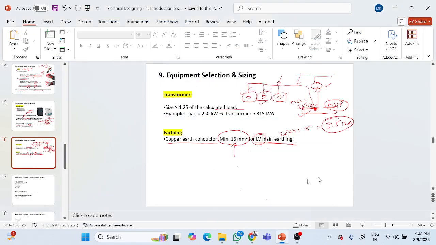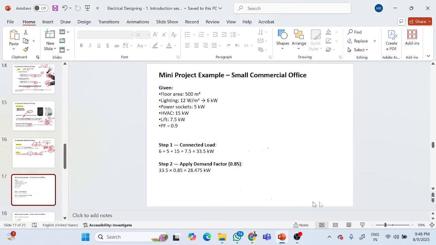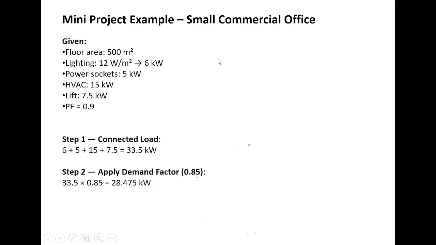Okay, now I am coming to my mini project. So in this, you can see here, I am having data given by my client that the floor area of the building is 500 square meter. Now I know the lighting load is 12 watt per square meter. Power sockets, they gave me 5 kilowatt. HVAC machines, 15 kilowatt. Lift machines 7.5 kilowatt, and I have to use power factor 0.9.